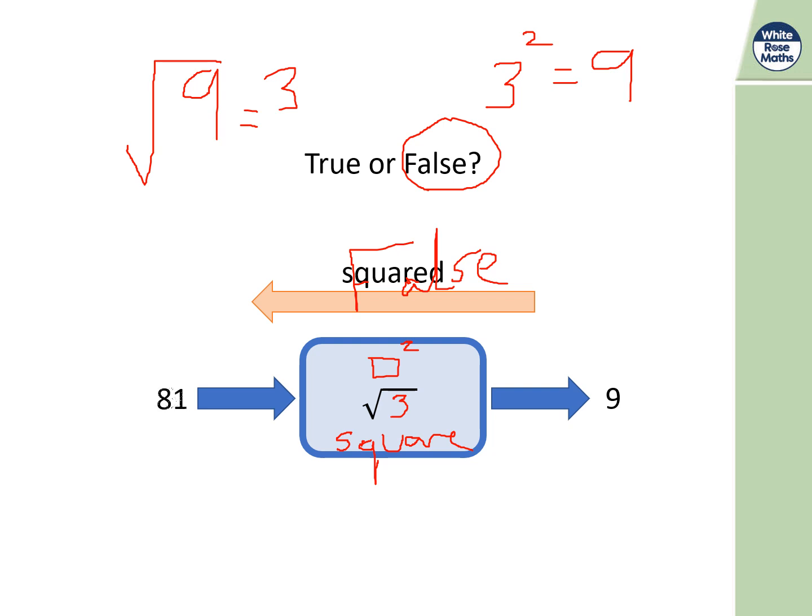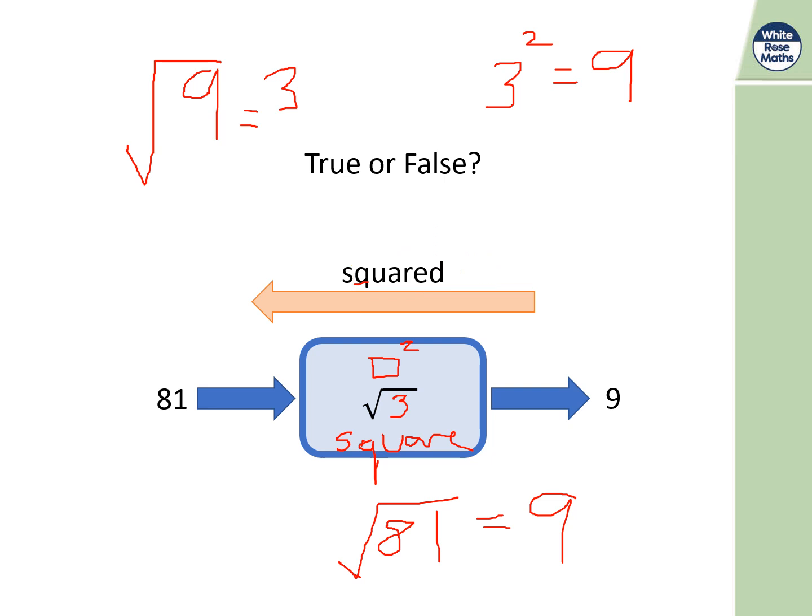So the opposite is squared. So here we go. This time that is actually correct. The square root of 81 is 9. So that one is correct. I'll just delete that now. So this example, to be clear, is actually true.